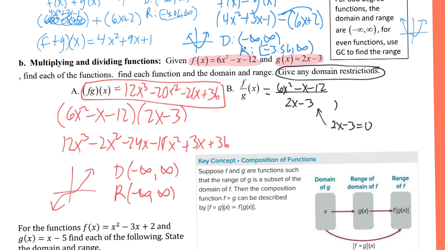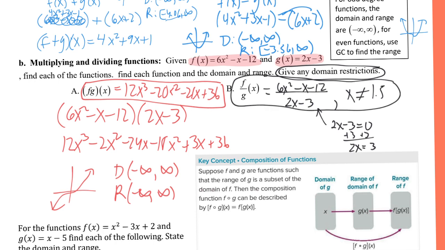If you solve this equation by adding 3 to both sides and dividing by 2, you get x is equal to 1.5. So that means do not plug in 1.5. That's your domain restriction. Again, we're going to skip the domain and range, but we'll just say the domain is anything except 1.5. Why? Because when you put that into the fraction, you end up with a denominator of 0. Okay, so that's pretty much what we learned on day 1.